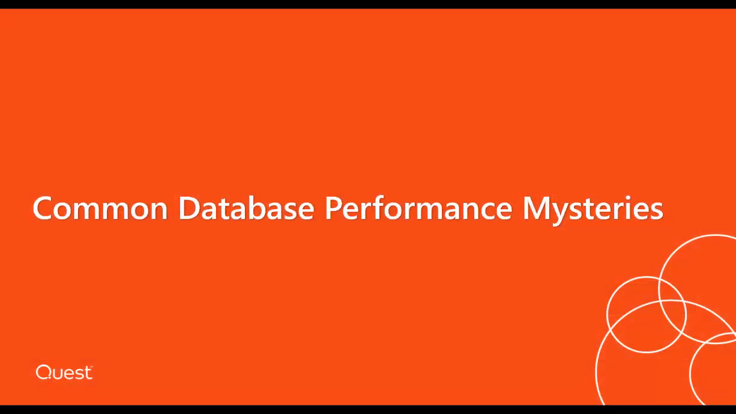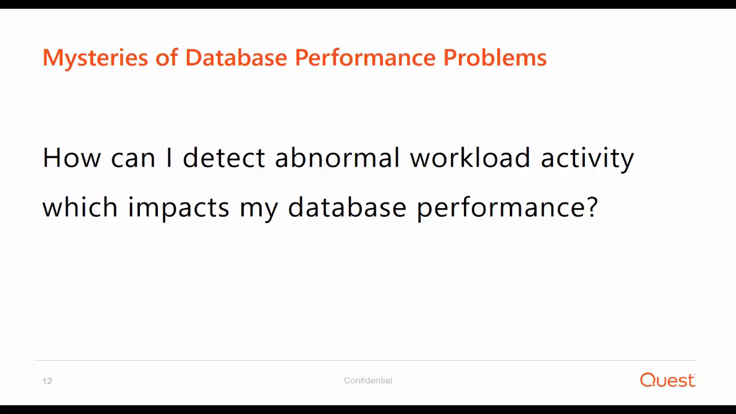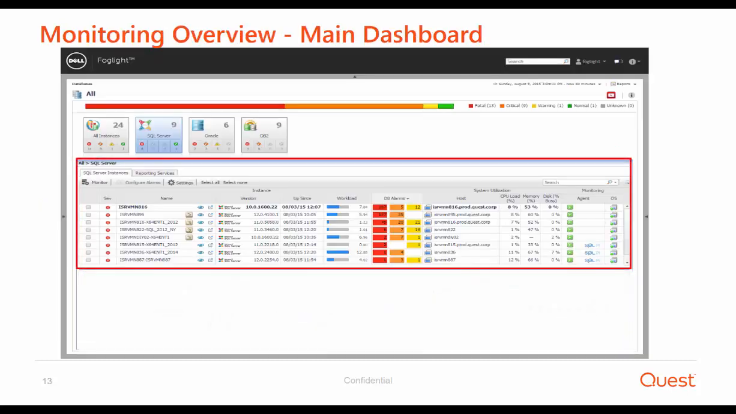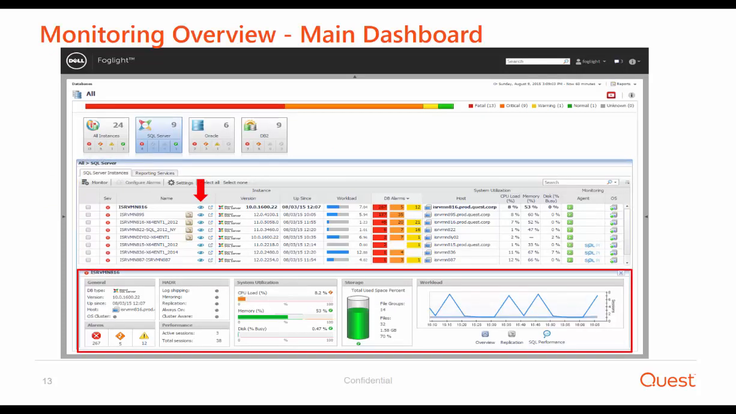Let's talk about some common database performance mysteries. The first challenge would be how can I, as a DBA, detect abnormal workload activity which impacts my database performance? With Foglight, we have a very smart baseline algorithm that can tell you the expected baseline range, the expected database behavior at any point in time.